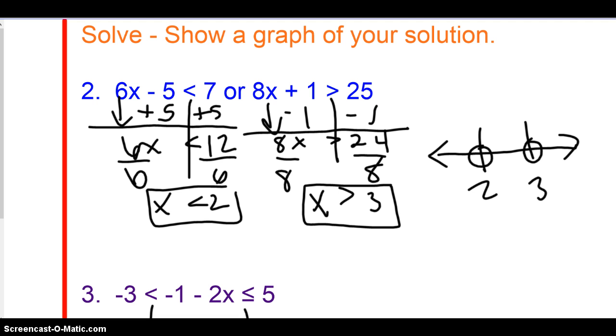Alright, so I solved through and got x is less than 2 and x is greater than 3. Did you get those things? If not, check and see what I did differently from you. Then I went over and graphed it, circled the 2, circled the 3. Now I've got to figure out x is less than 2. Well, x is less than 2 is this way, and x is greater than 3 is this way. So have you noticed that "or" goes out, and "and" goes in?